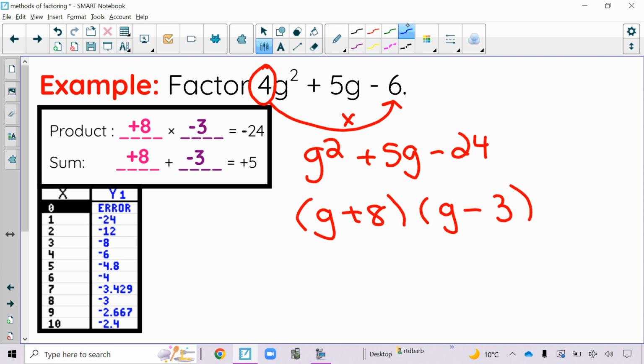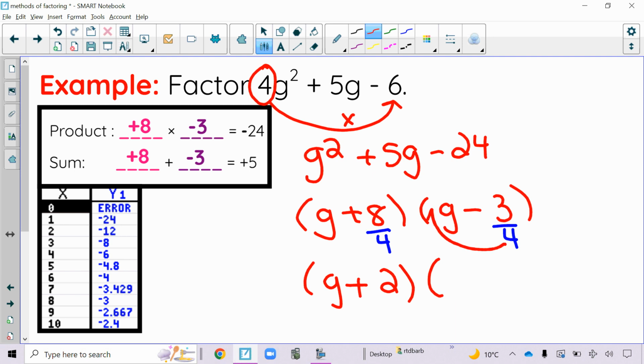But remember, we made that last term of 6 4 times bigger. So I need to make its factors 4 times smaller. So then I'm going to have g plus 8 divided by 4 is 2. And 3 over 4 is in lowest terms, so I take my fraction and I do bottoms up, and it becomes 4g minus 3. And now I have factored my trinomial.